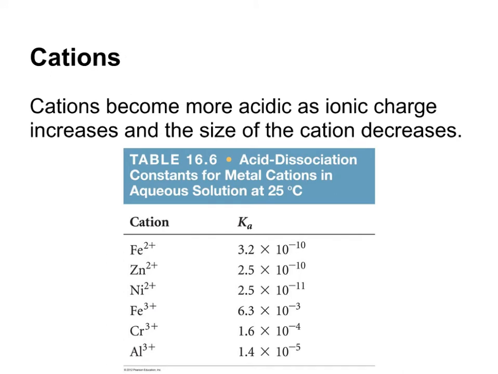Another thing to remember about cations is they become more acidic as the charge increases. So an iron +3 is going to make a solution more acidic than an iron +2. And they also become more acidic as the size of the cation decreases. So a smaller metal ion is going to be more acidic than a larger metal ion.